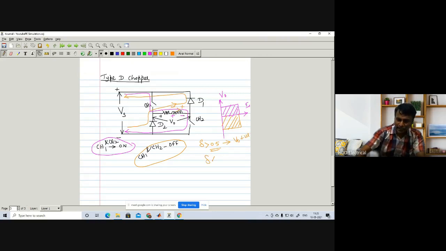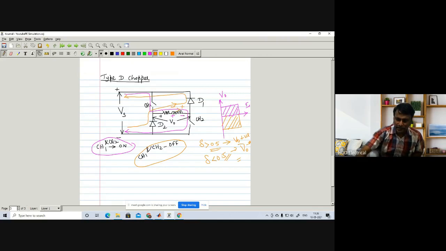Then whenever delta is less than 0.5, the inductor will get the time to release the energy. So at that time the on time will be less and the off time will be more. At that time the output voltage will be negative. If you refer to the books, you can easily understand.